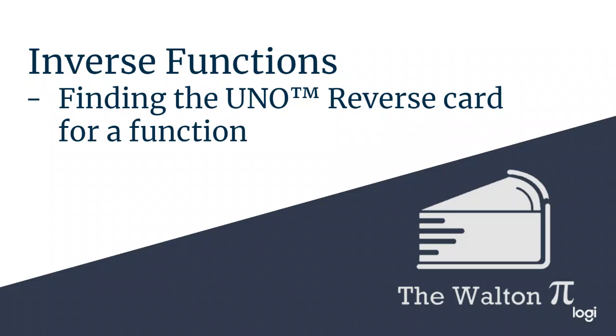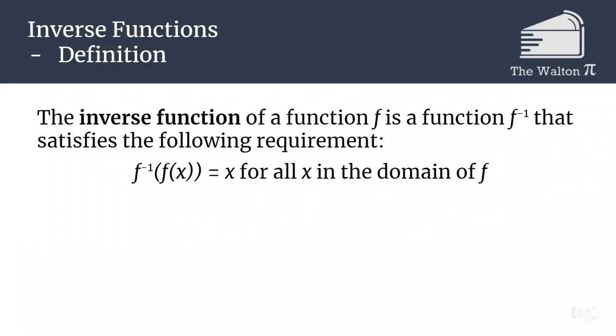Today we're going to be talking about inverse functions. So an inverse function of a function f is a function f to the minus 1, that we read f inverse, that satisfies the following requirement. f inverse of f of x is equal to x for all x in the domain of f. So this actually gives us some pretty strict restrictions on when a function has an inverse.